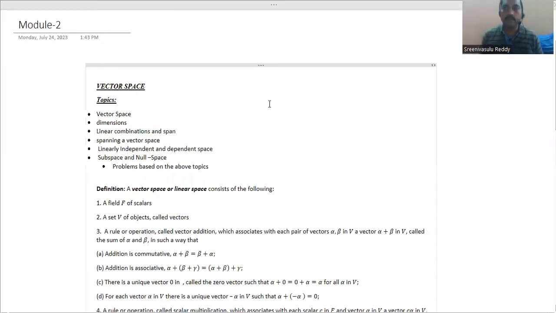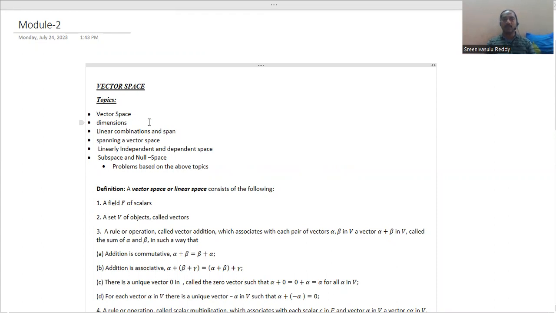So module 2, vector spaces. In this module, these are the main topics. First topic is what is a vector space, and problems: show that the given set is a vector space using these operations. Second one, dimension, basis and dimension.